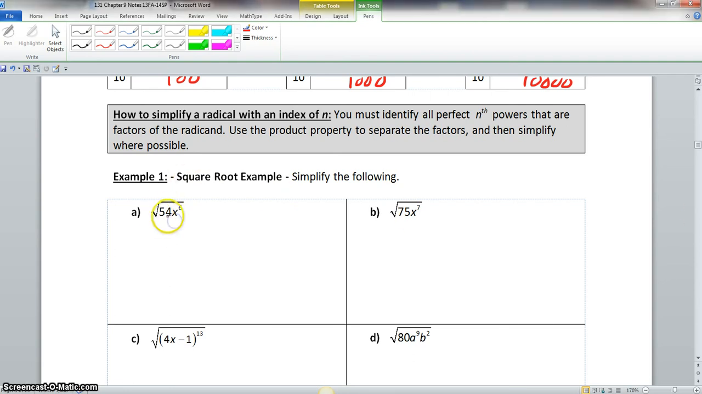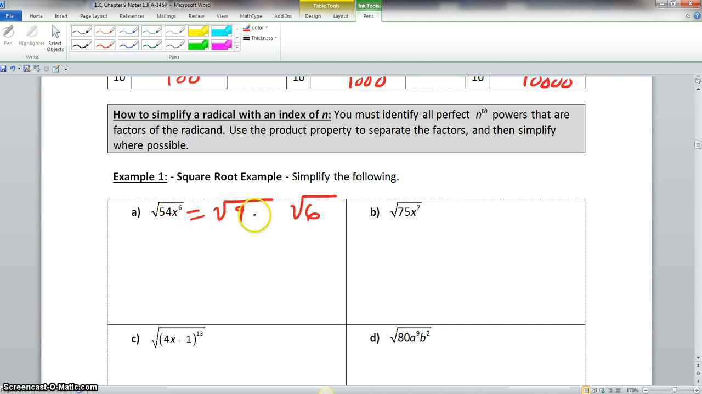We have the square root of 54x to the 6th power. Now, first of all, we need the highest perfect square out of 54, which we know is 9. And we know there'll be 6 remaining. Now, I like to separate my roots where I have all the perfect roots in the first radical, and then everything that's left in the second radical.